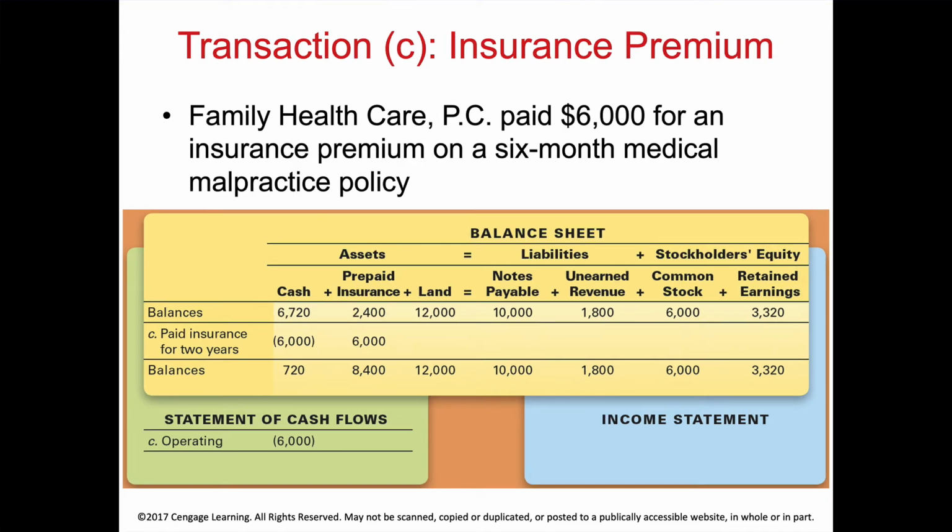So the next thing, they paid $6,000 for 6 months' worth of malpractice insurance. So again, cash was decreased and the asset of prepaid insurance went up even higher. Right? They spent a lot of money on insurance and they haven't used any of it yet.